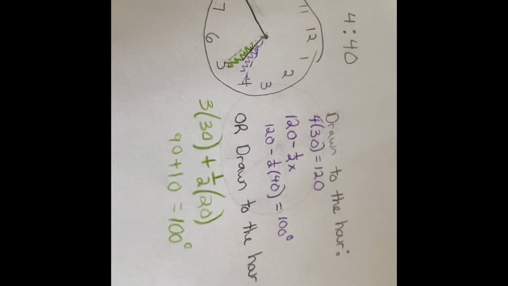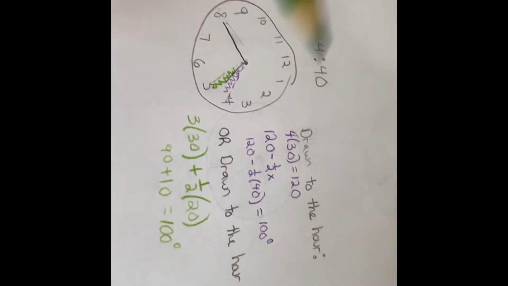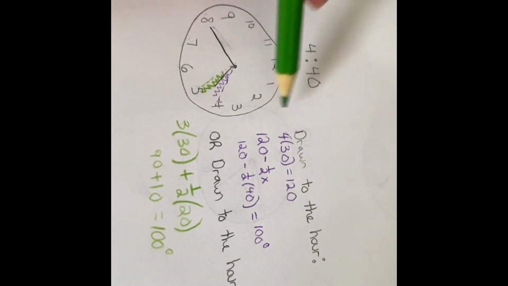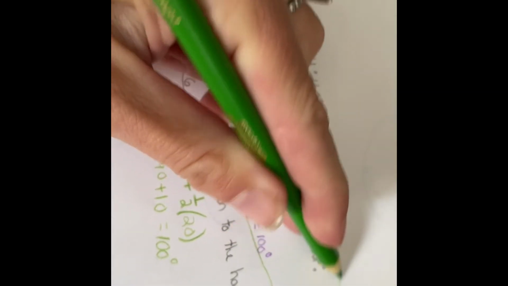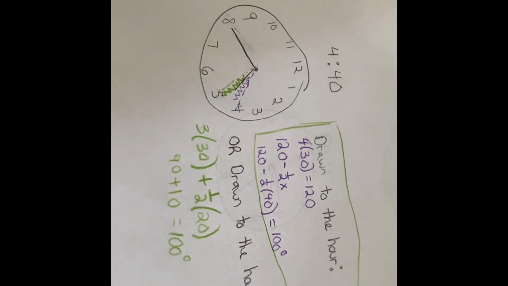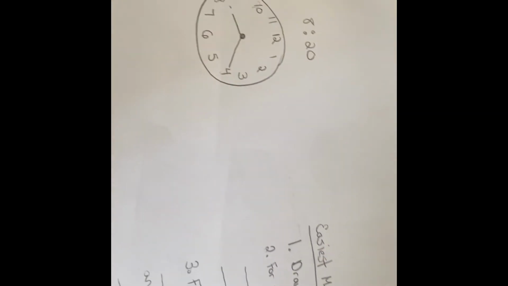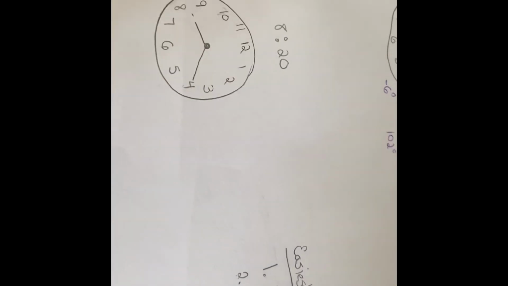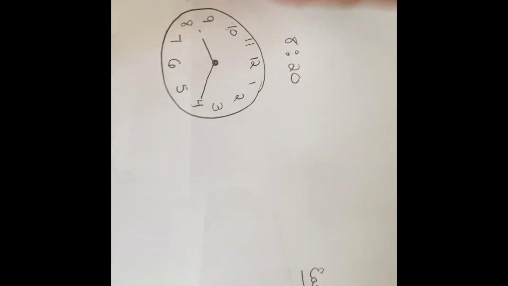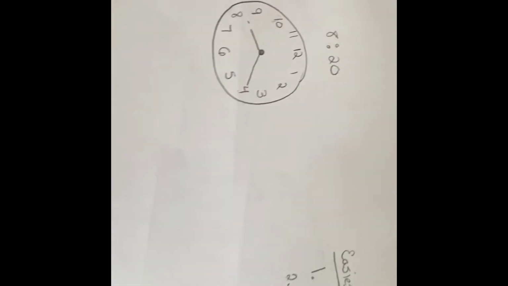So this method lets you do either, but time and time again, drawing it to the hour is going to be the more straightforward, easier method to use. All right, so now for our 820, I'm going to only do this one to the hour, just because why not just do it the second way.